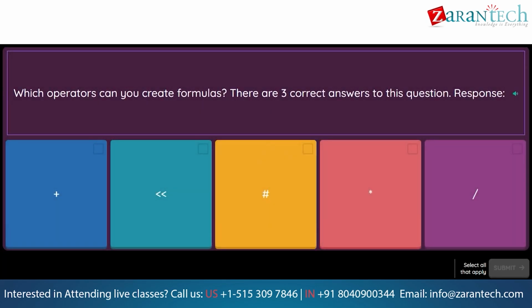Question: Which operators can you use to create formulas? There are 3 correct answers to this question. Response: Option 1, plus. Option 2, minus. Option 3, hashtag. Option 4, asterisk. Option 5, slash.